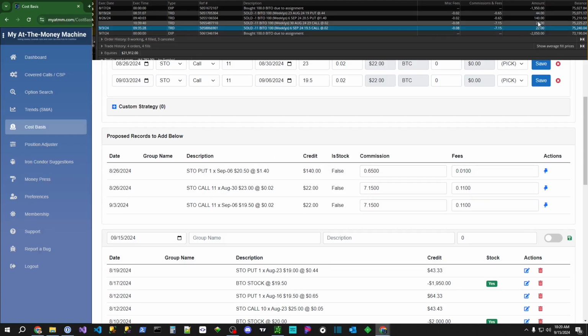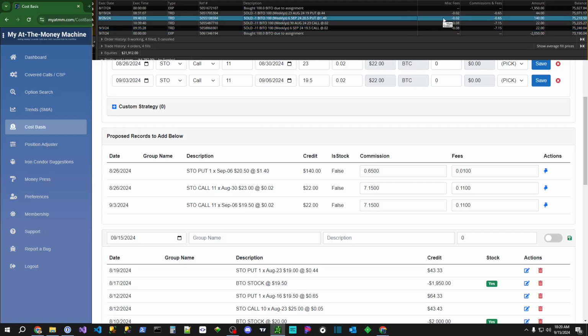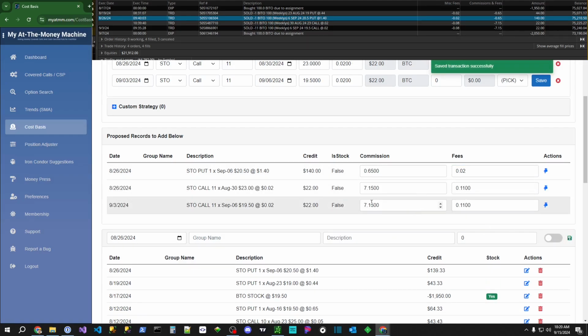The first one is the 140, the commission 65, and the fees are 2 cents. So let's increase that right there. Okay, we're going to move this down. Click save to retain it to the permanent transaction history.